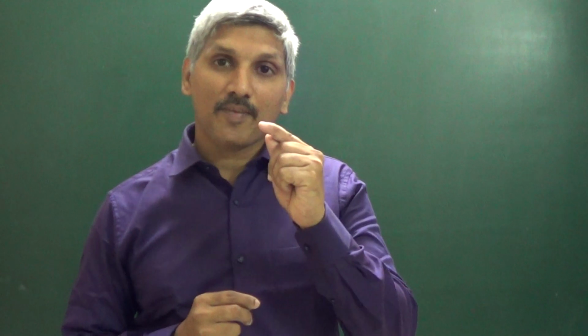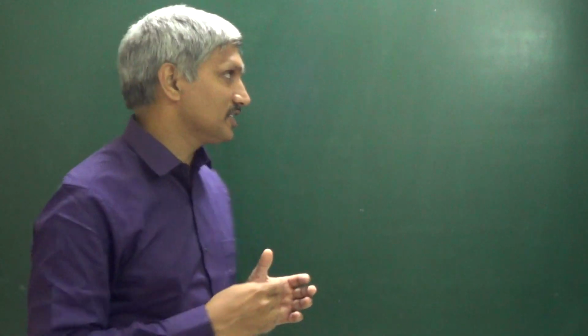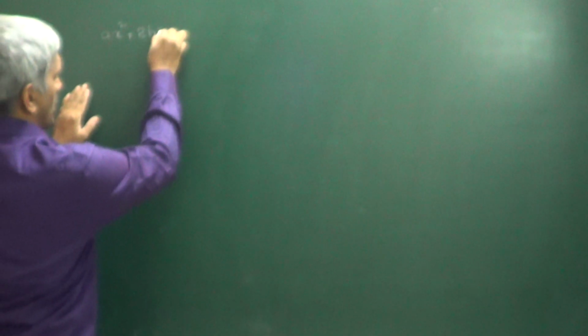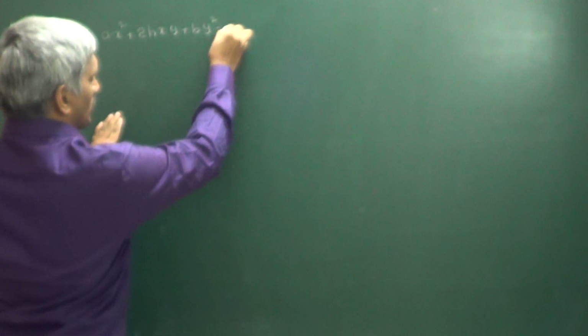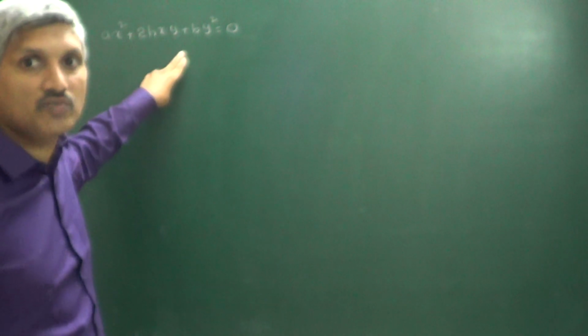Hi dear students, in this class we are going to discuss another idea, that is pair of straight lines. Two lines combination, that is a pair of straight lines. So this is the general second degree homogeneous equation: ax square plus 2hxy plus by square is equal to 0.